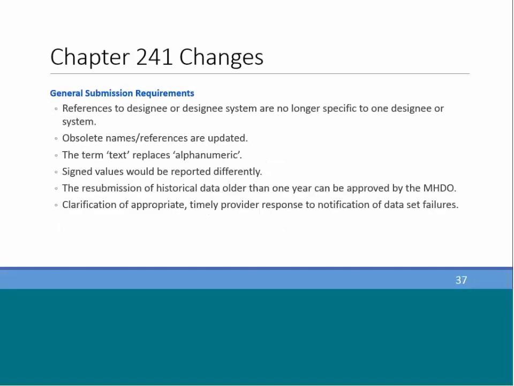The proposed Rule Chapter 241, which was recently approved by the MHDO Board and is in its final review stage, includes the following changes to general submission requirements. References to designee or designee systems are no longer specific to one designee or system. Obsolete names and references have been updated. The term text replaces alphanumeric. Signed values would be reported differently. The resubmission of historical data older than 1 year can be approved by MHDO, and clarification of appropriate timely provider response to notification of data.